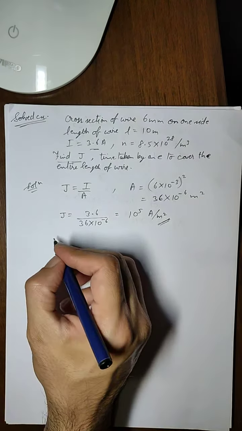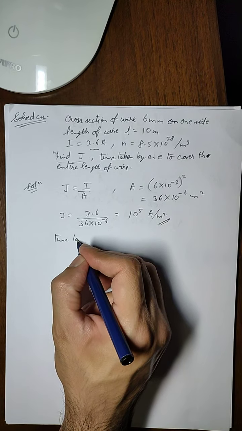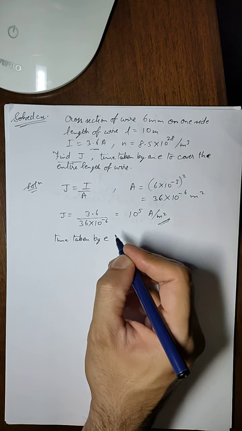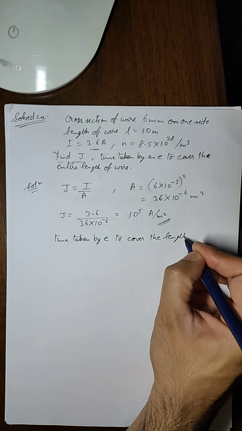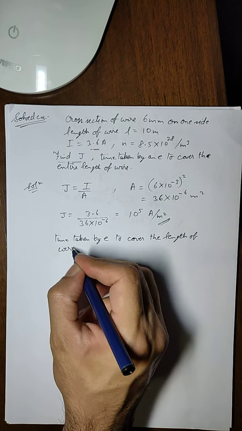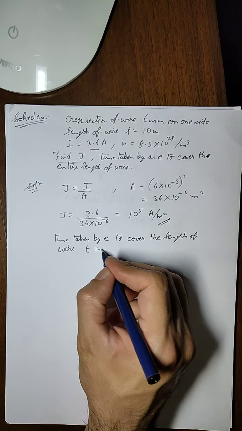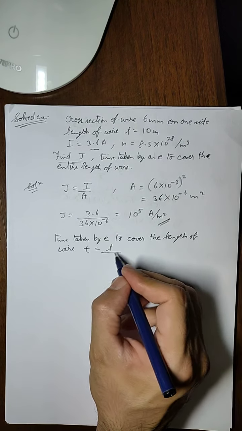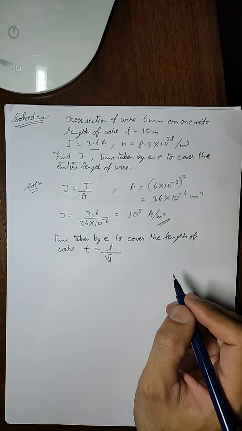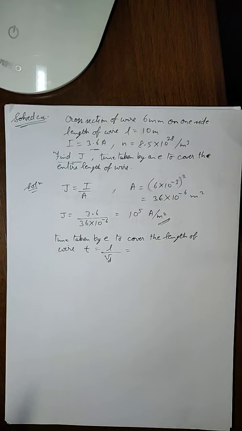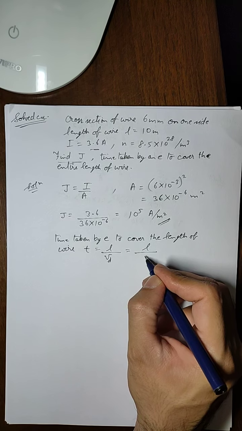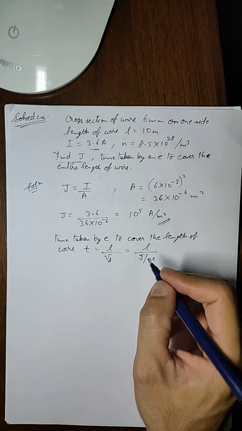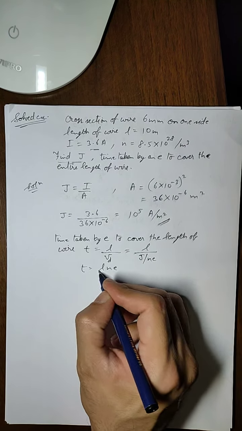Now the time taken by the electron to cover the entire length of wire, T, will be equal to length of wire divided by the drift velocity of the electrons. So actually this is the average time, the value that we will get will be the value of average time. So L will be equal to VD, we know that it is J upon NE. So our time will be equal to LNE upon J.